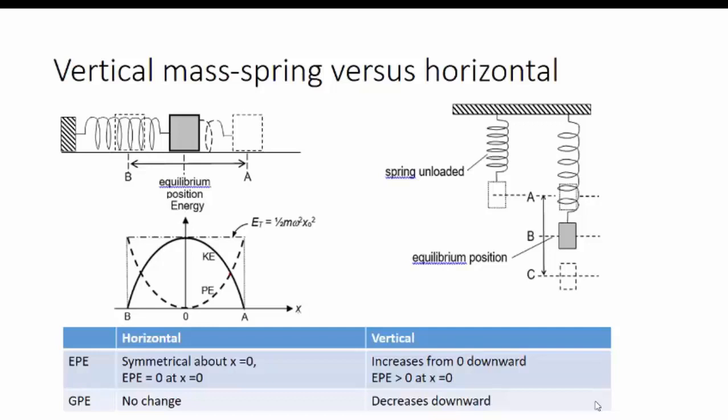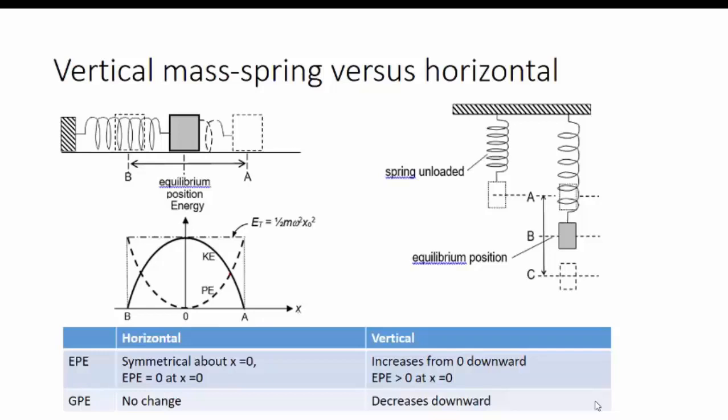Okay, now let's look at the same spring and mass. Supposing we put it in a vertical position and allow it to oscillate vertically. Now there's a new energy being introduced in the system, because when the mass moves from A to B to C, the gravitational potential energy changes. Unlike the horizontal case, where we don't have to take into account gravitational potential energy, for the vertical oscillation we have to take into account the change in gravitational potential energy.